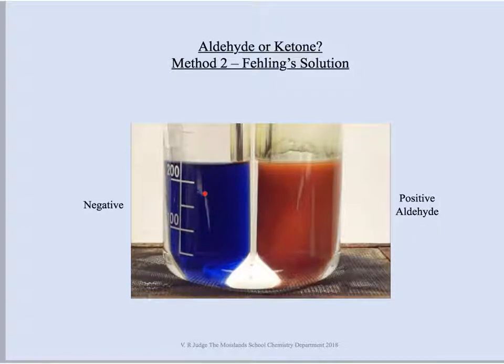This lovely deep blue solution, that is the Fehling's that's not reacted, so it was a ketone. And on this side we've got a brick red precipitate, so it looks like a brick red liquid, but you can probably tell it's a precipitate that's suspended throughout that liquid, and that is the copper oxide, showing that the copper 2+ has been reduced down to copper, showing that the aldehyde has been oxidized to a carboxylic acid.